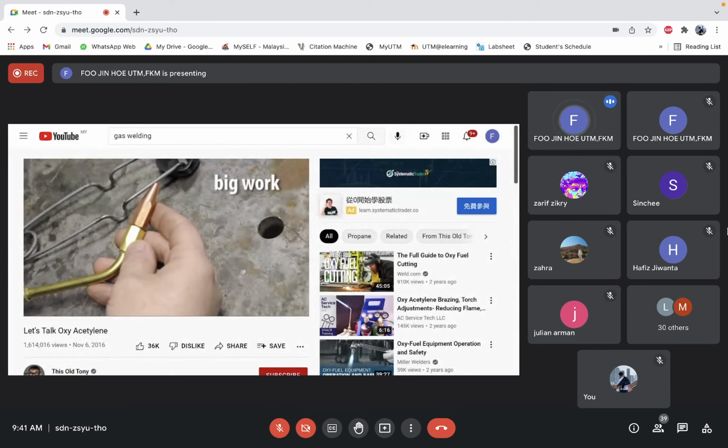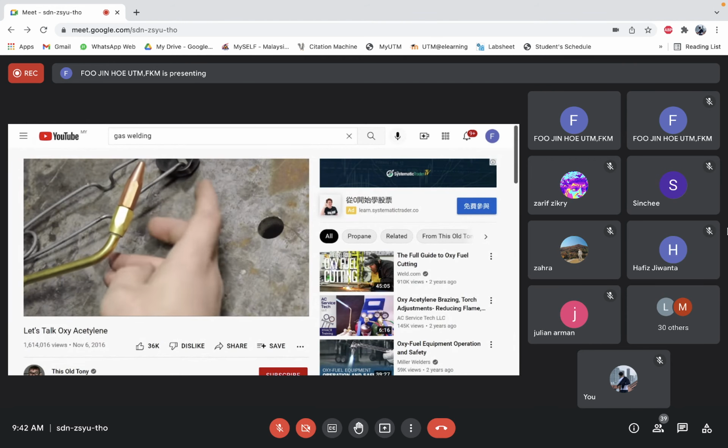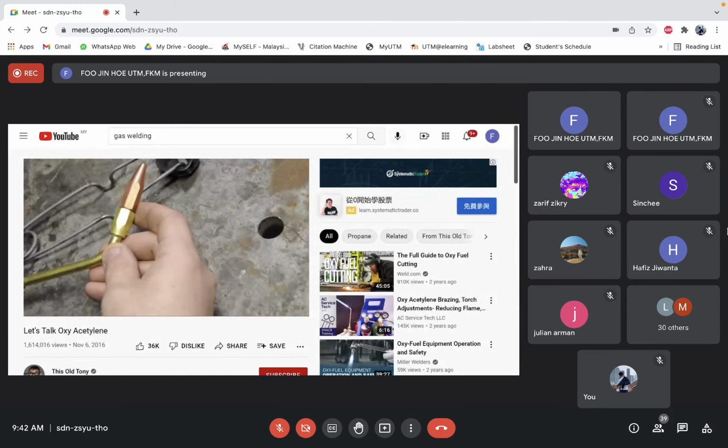The bigger the work, the bigger the tip, the higher the pressure. Check the literature from your torch manufacturer to find out exactly what pressures those should be. Those are very important to both your safety and having a good time with one of these things.